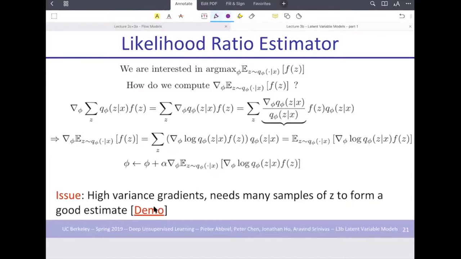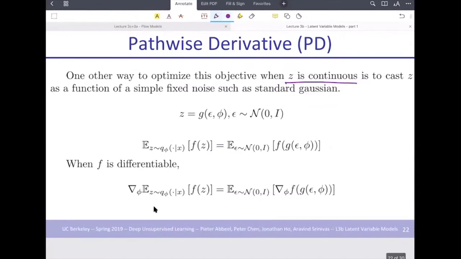So the likelihood ratio estimator has quite a few bad points. One of the bad points is that it needs many samples of Z to form a good estimate. If you have a very low sample of Z, then the points will be in random places, so you cannot get an estimate. But for the pathwise derivative, it converges to a point.